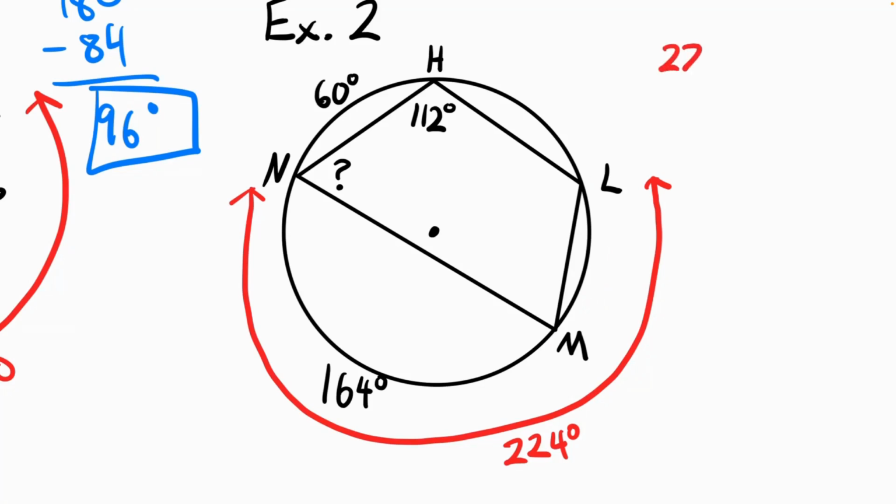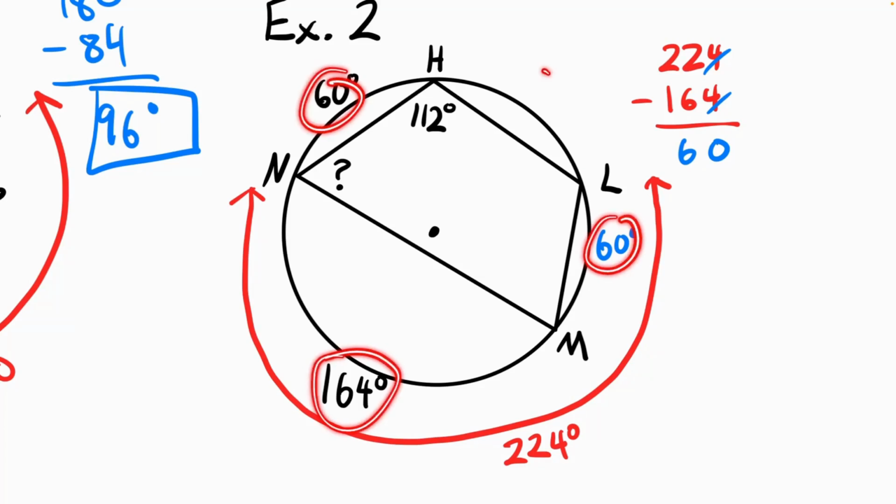I have 224. I need to subtract away the 164. 4 minus 4, 0. 22 minus 16, 6, so 60. So I know that this arc length is 60 degrees for L and M. The arc measure is 60 degrees, not arc length. Okay, we're almost there. Notice I have three pieces: 164, 60, and this unknown arc measure.